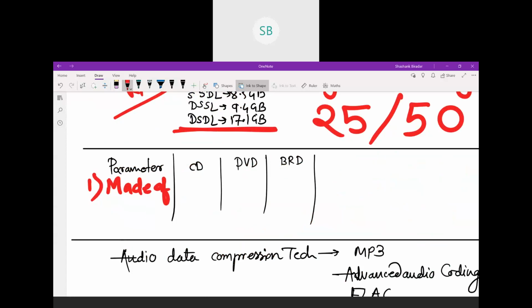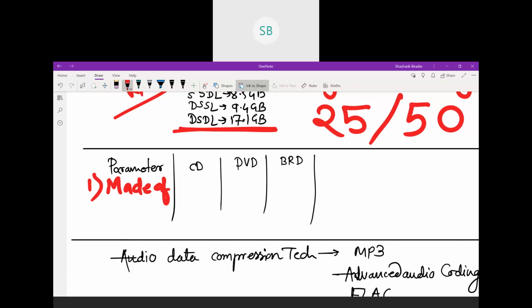Coming to the next parameter, thickness. The thickness is also the same. Can you tell me what the thickness is? The thickness is 1.2 millimeter. Then the distance between adjacent tracks, which is important. In CDs and VCDs both are the same: the inter-track distance is 1.6 micrometer, whereas in DVD, HD DVD and Blu-ray DVD it is different, as we saw yesterday. So this could be the fifth parameter of differentiation.